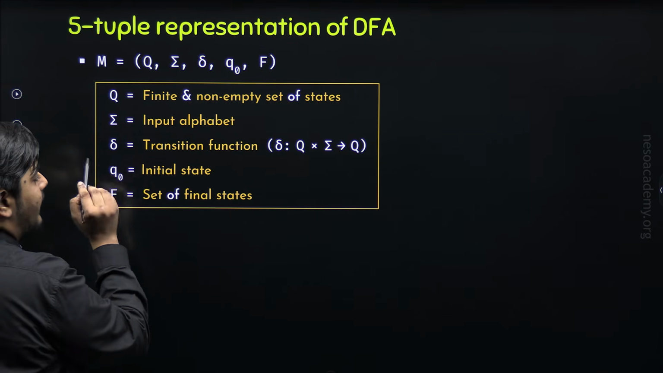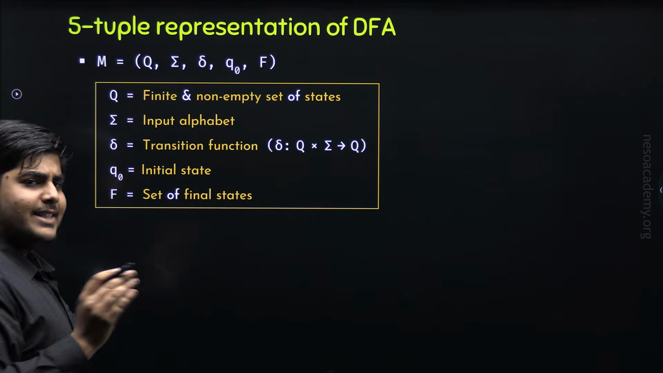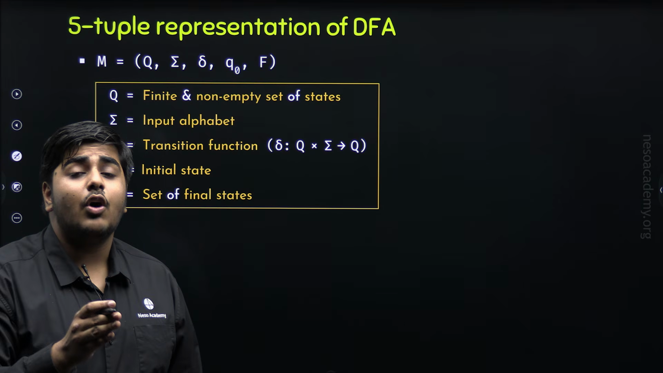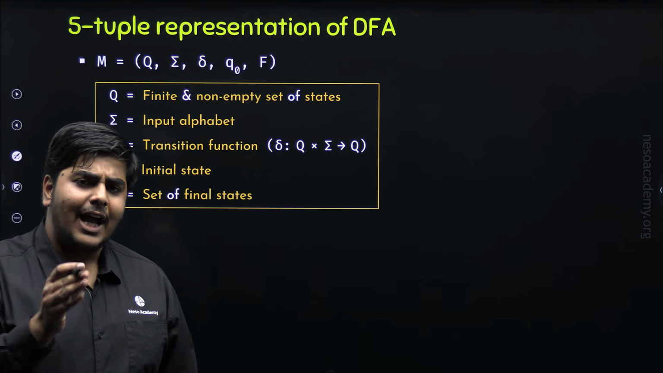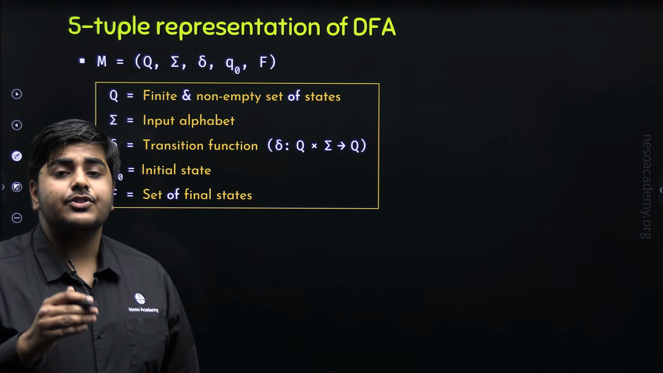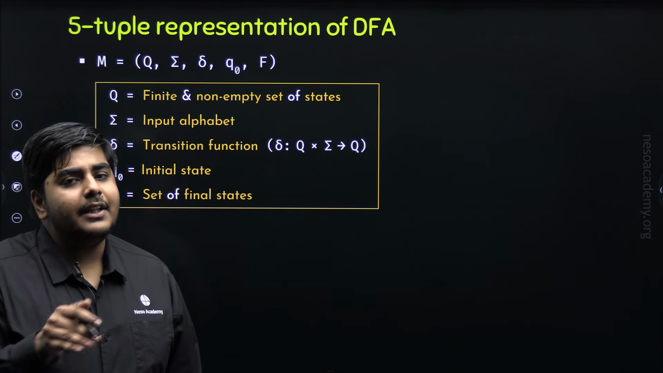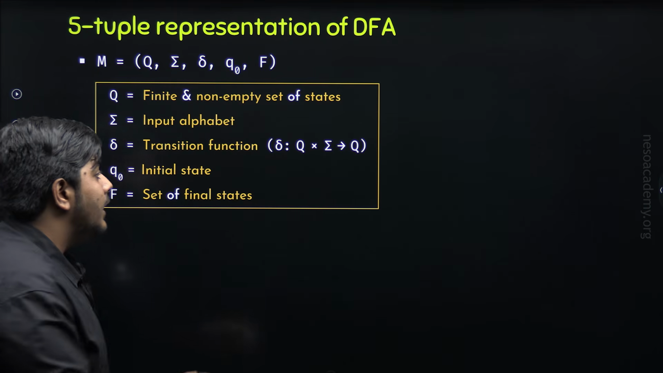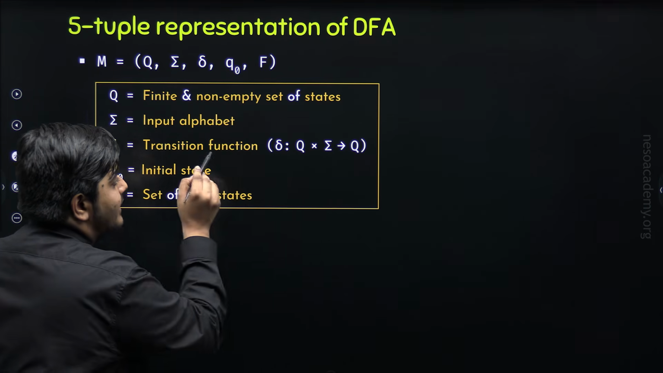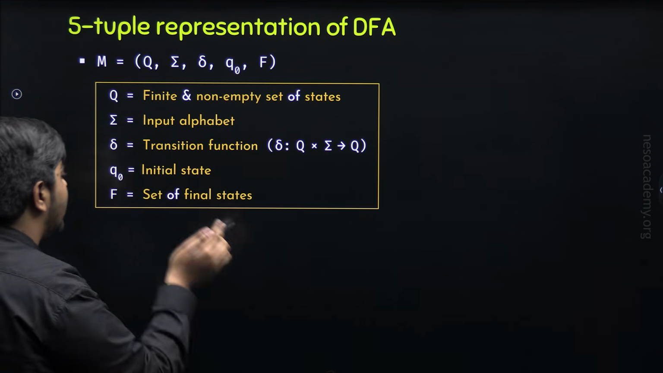Third is delta, which is called the transition function. The transition function is the collection of transition rules, and transition rules you already know. These are the rules which determine the next state on the basis of the current state and the input symbol. This is the equation of the transition function, which we will understand in some time.